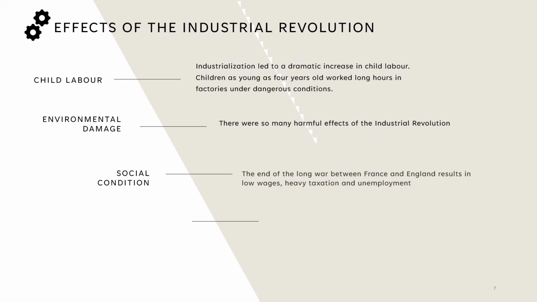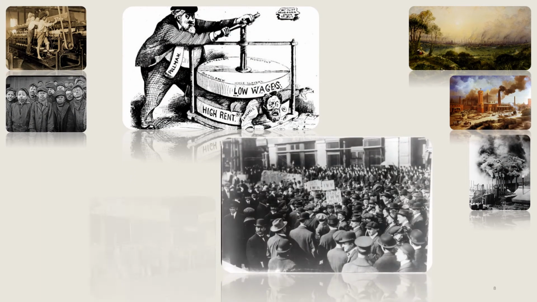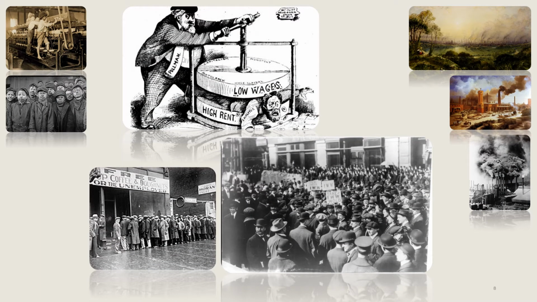Social conditions. Now, due to the long war between England and France, what happened is unemployment, low wages, and heavy taxation. So once the war ended between England and France, people were in a really poor condition due to unemployment and heavy taxation. Moreover, there was the massacre of Peterloo and riots over the Reform Bill of 1832 that resulted in a lot of chaos.